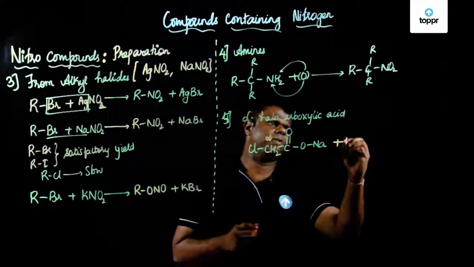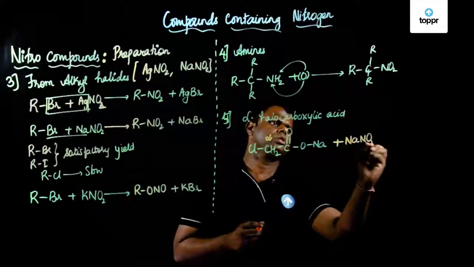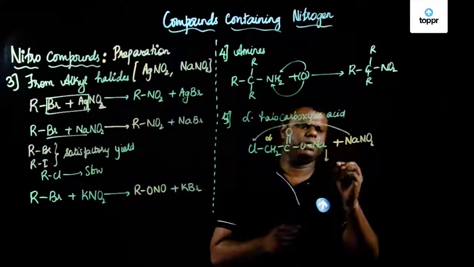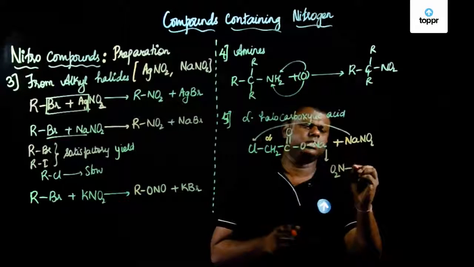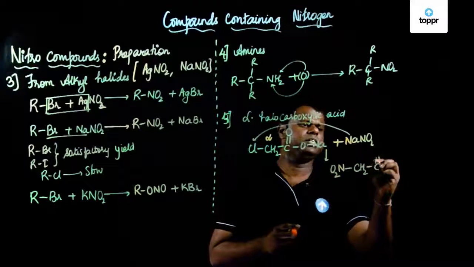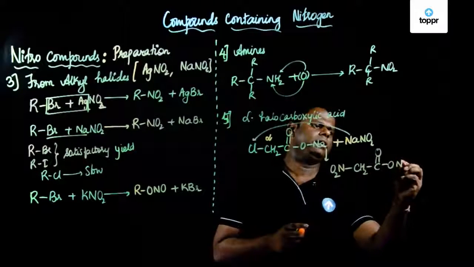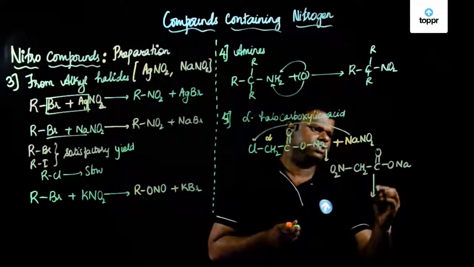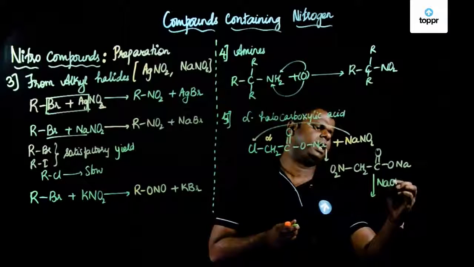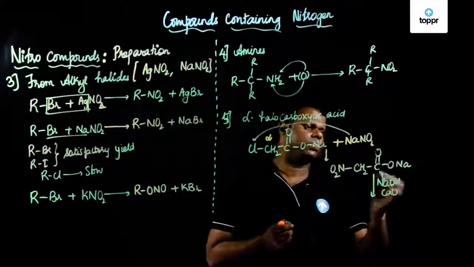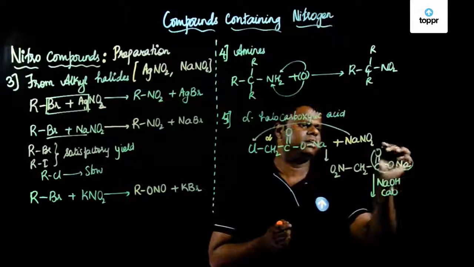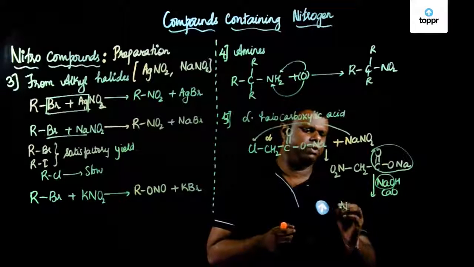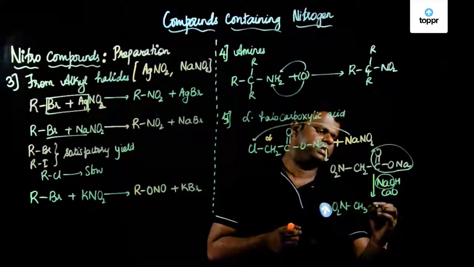Now this on treatment with NaNO2, what would happen? This Na would go with this Cl, as a result of which you get NO2 connected to CH2 and then you have C double bond O, ONa. Now this would undergo the soda lime reaction, that is decarboxylation. On treatment with sodium hydroxide and calcium oxide, that is quicklime, this entire part would go away with NaO, as a result of which you get NO2CH3, which is nothing but nitromethane.